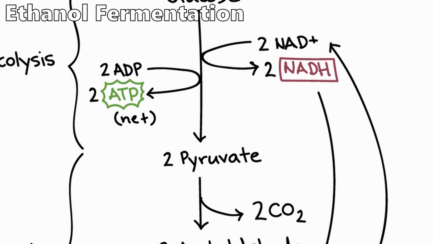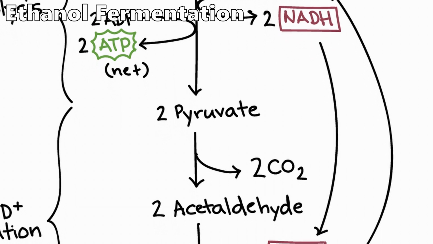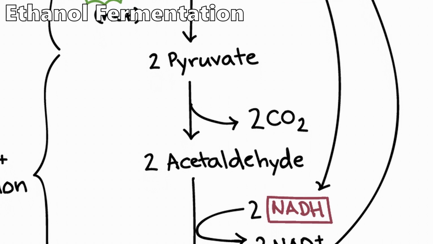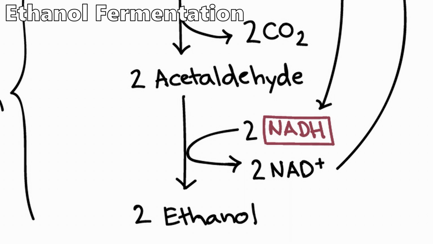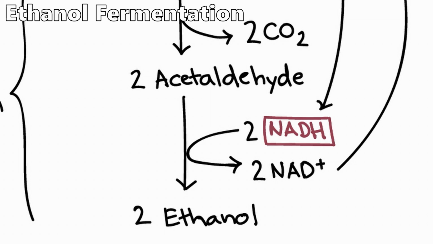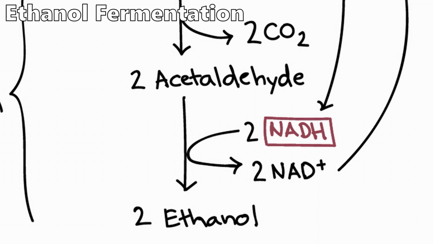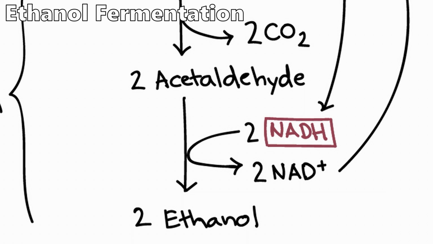After glycolysis occurs, the electrons from NADH go into ethanol. The problem with this form of fermentation is that it is irreversible because the CO2 is lost to the atmosphere.